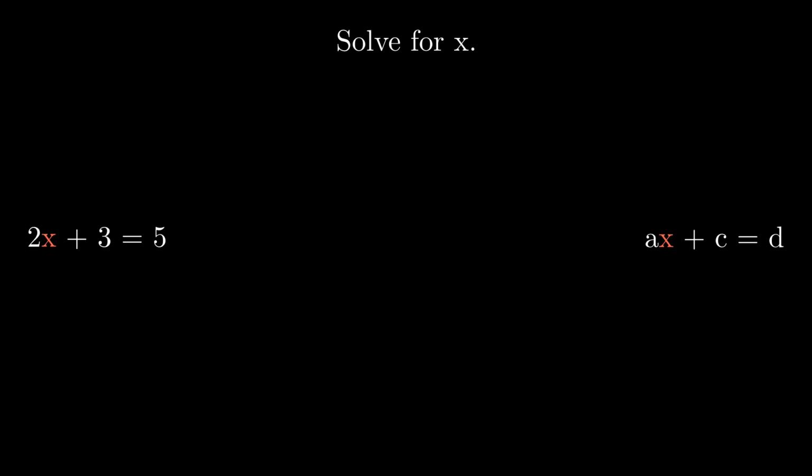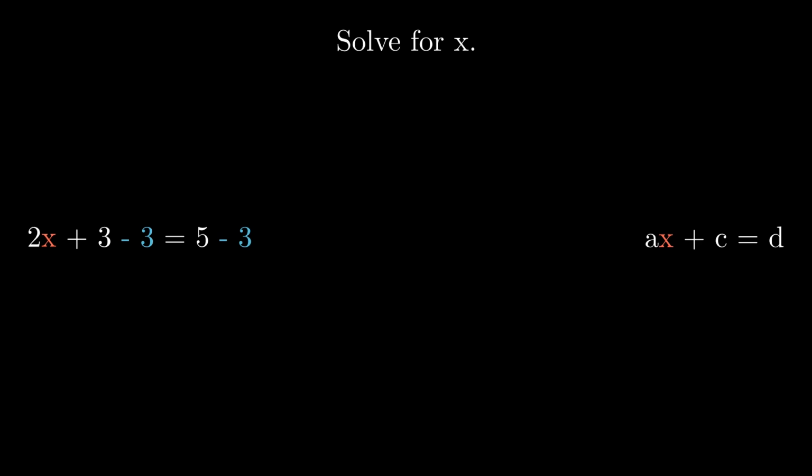So for example, let's look at 2x plus 3 equals 5. And we're going to compare that to ax plus c equals d. So they're the similar format. On my problem on the left, I'm going to start solving by the thing connected by addition or subtraction. That's the 3. And because it's addition, I'm going to subtract 3 from both sides.